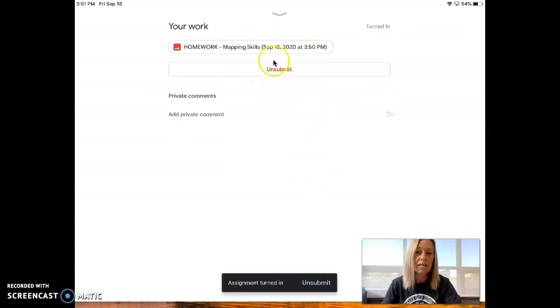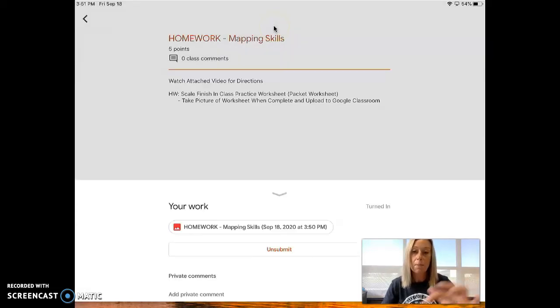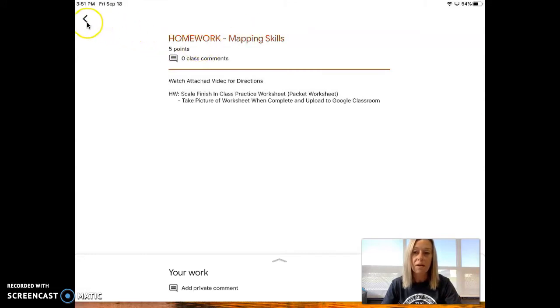All right, now it says Unsubmit. Down here it says Assignment Turned In, so I know that it has been turned in. You want to make sure that you see where it says Assignment Turned In before you get out and move on. Sometimes if we move too fast and just start clicking, the assignment doesn't actually get attached and I'm not able to take a look at it. To get out, click up here. And there it is. You can click back.